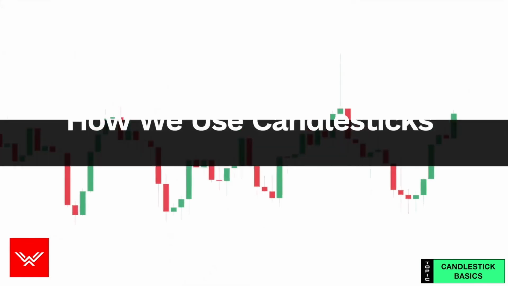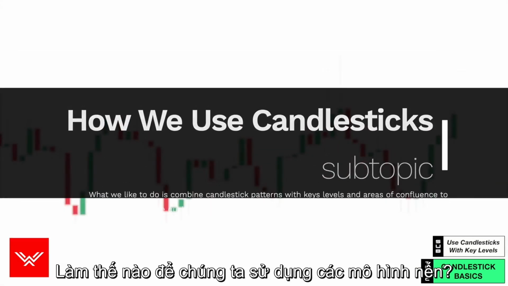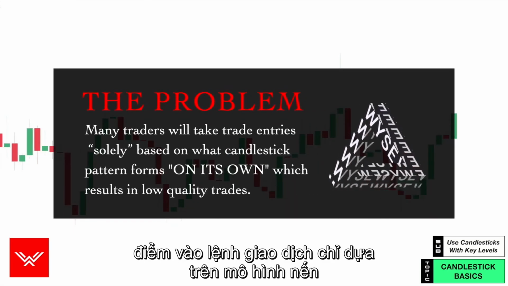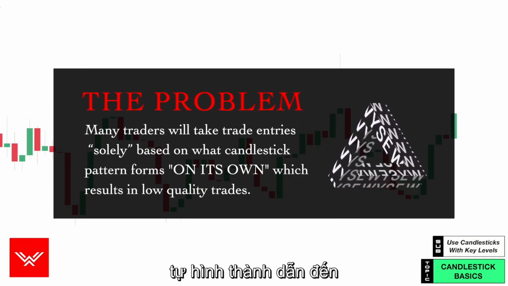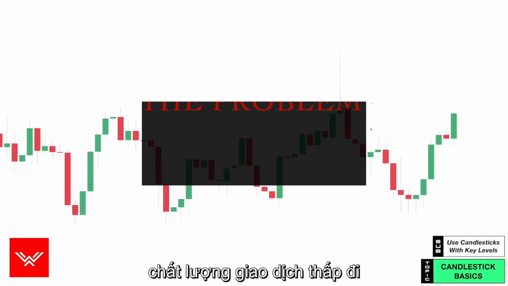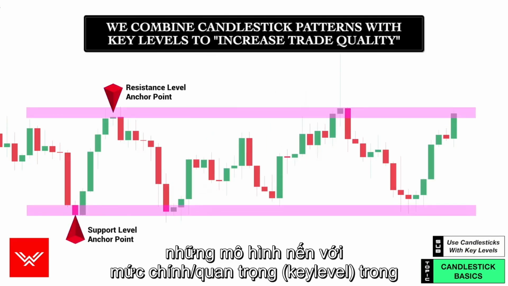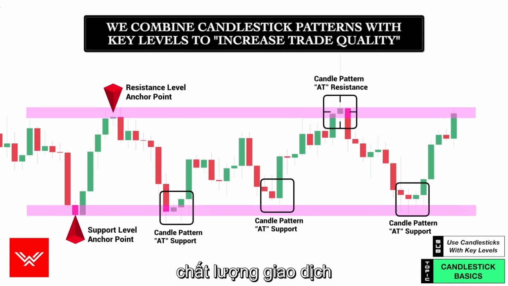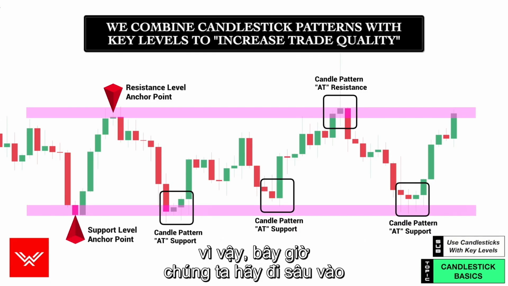So next, how do we use candlestick patterns? Many traders will take trade entries solely based on what candlestick pattern forms on its own, which results in low quality trades. What we like to do is combine candlestick patterns with key levels and areas of confluence to increase the quality of the trade. And the higher the trade quality, the higher the percentage chance of success.